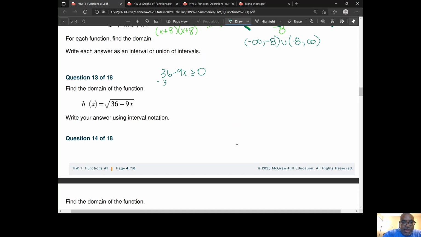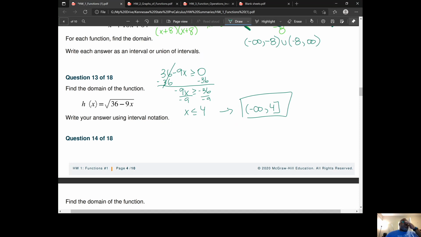Little algebra. Negative 9x is greater than or equal to negative 36. Divide by negative 9. And that means that x is less than or equal to, we have to switch it, 4. In interval notation, that looks like negative infinity to 4, but we include 4. That is what that looks like.